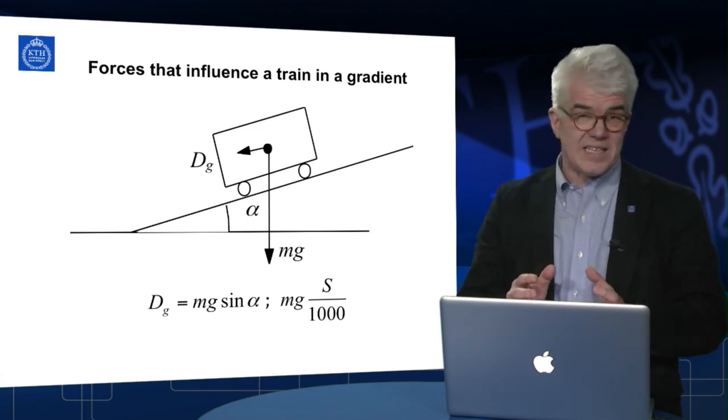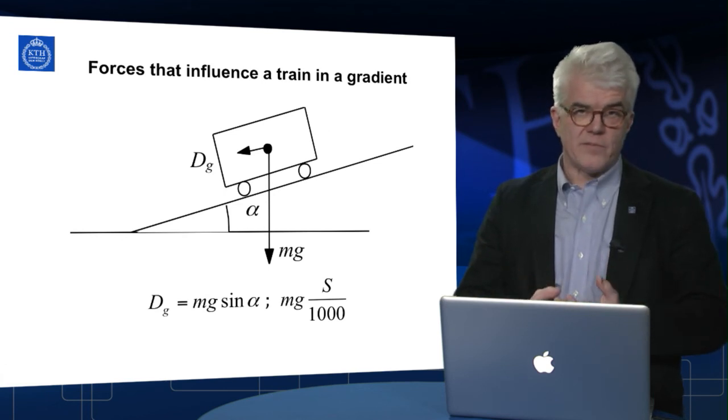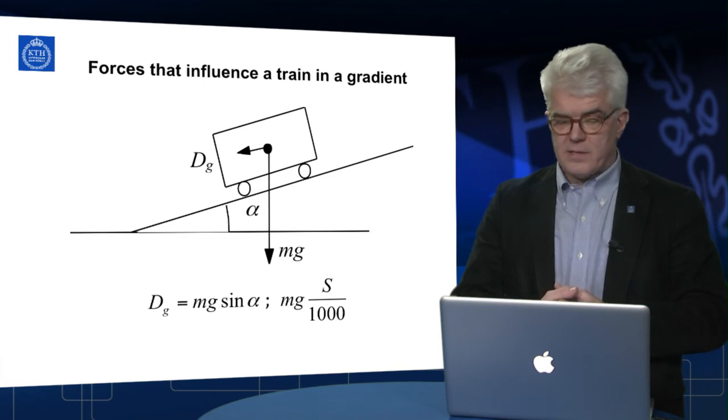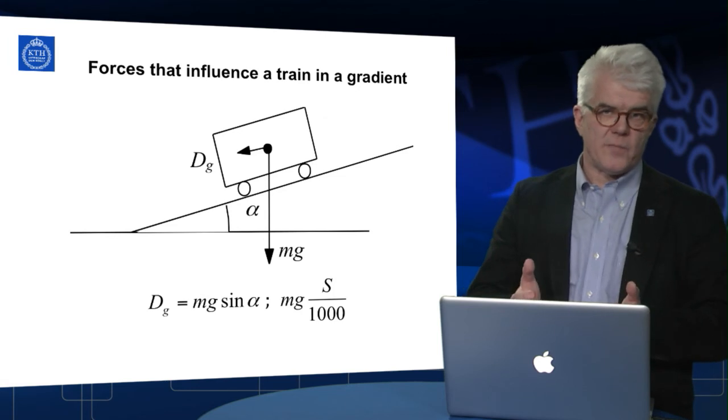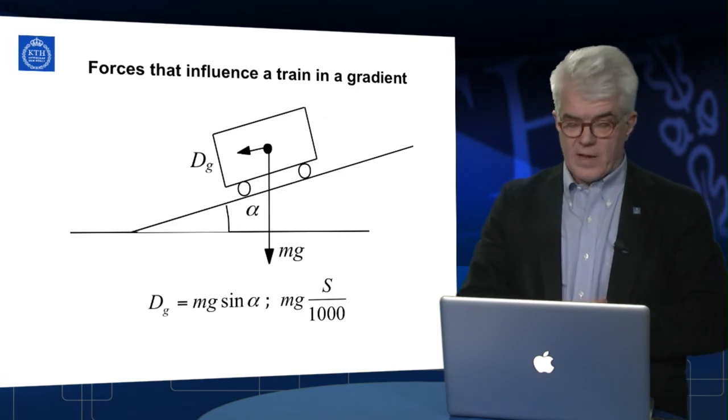In some extreme cases even higher, for trains in mountains and so on, but that's not normal. Normal would be 10 to 15 per mil perhaps as a maximum value.